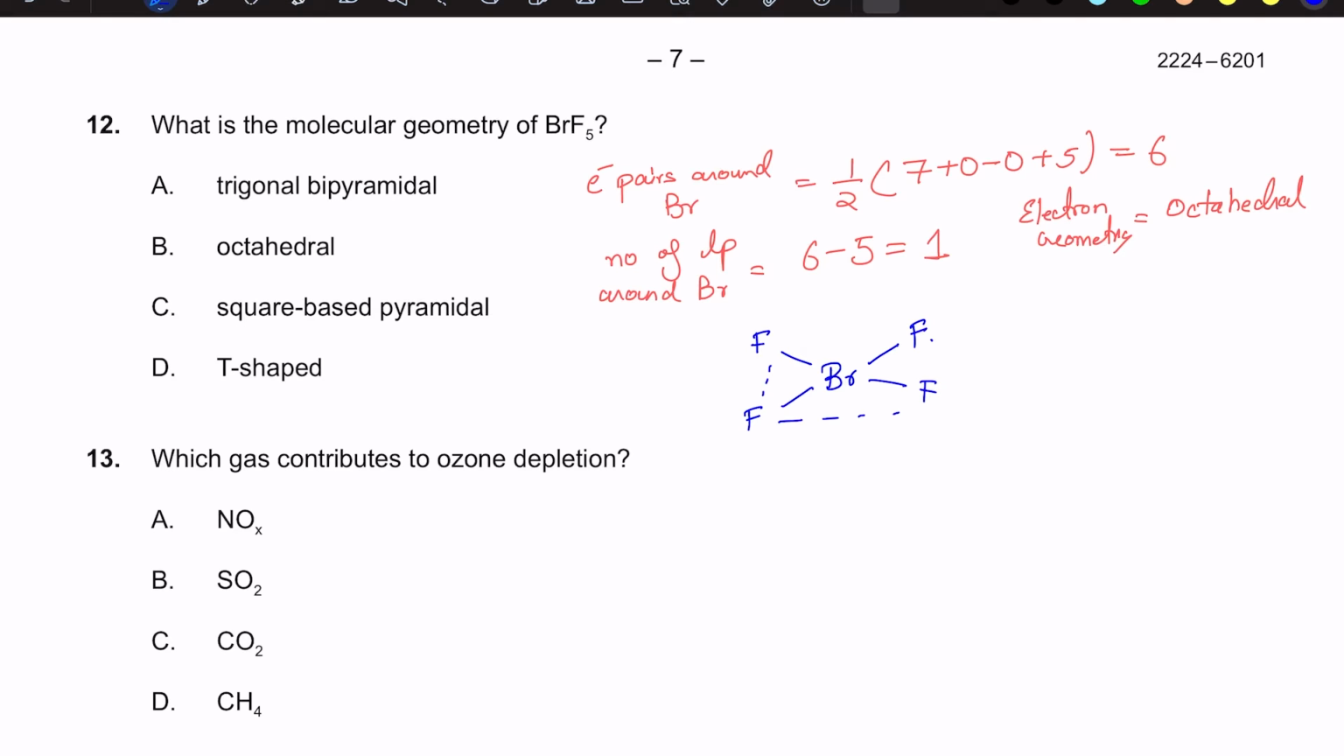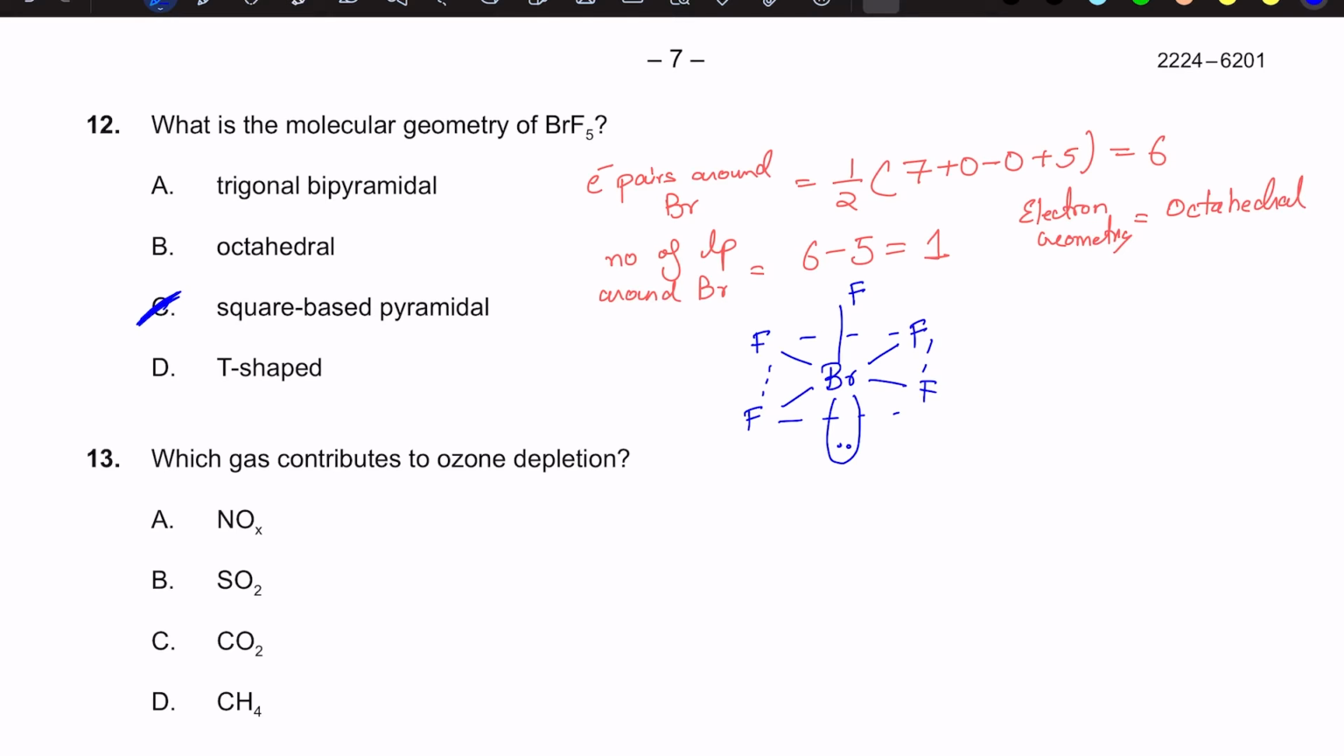This is your equatorial plane, right? And your lone pair will be here, on the axial plane. Now how does it look? If you just connect all of them here and connect the base, you will see that it looks like a square pyramid, which is option C, square based pyramidal. With this, we are done with this question.